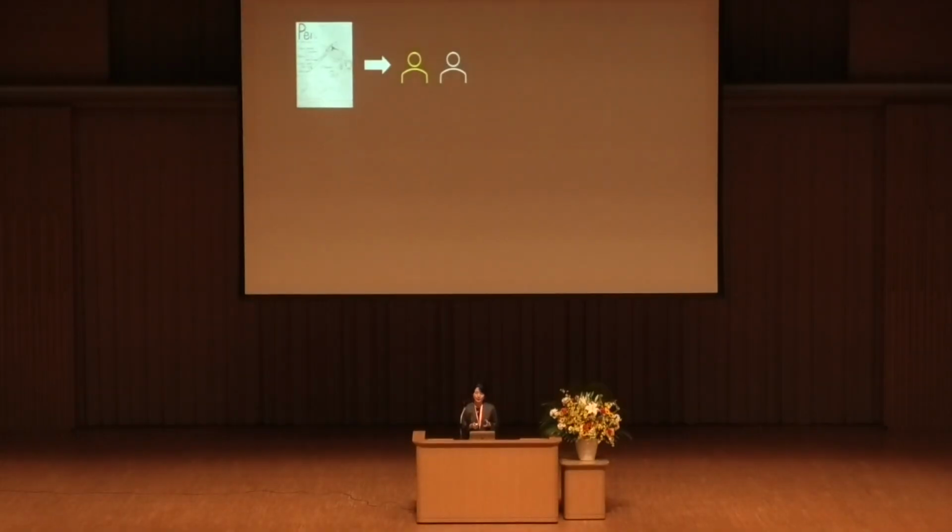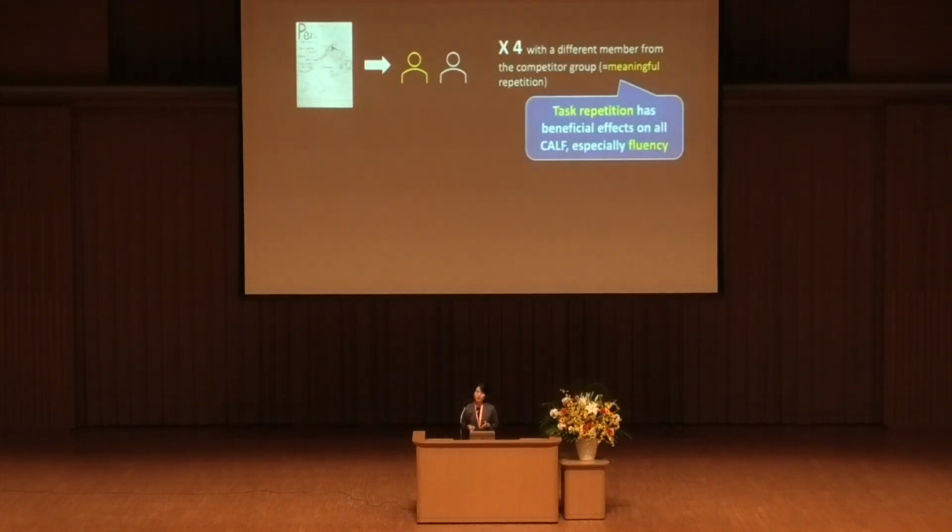They experienced this task cycle 4 times with a different member from the competitor group. So they were repeating the same task, but every time they were working with a different partner from the competitor group. So the interaction was still meaningful, and it was quite motivating for the students. And this task repetition is important from the research perspective as well, because it has beneficial effects on a variety of linguistic aspects, including syntactic complexity, accuracy, lexis, but especially fluency.